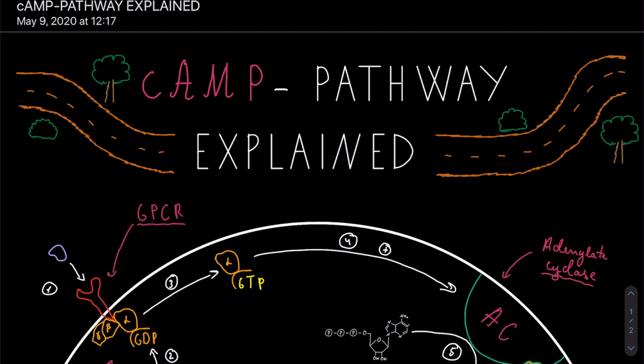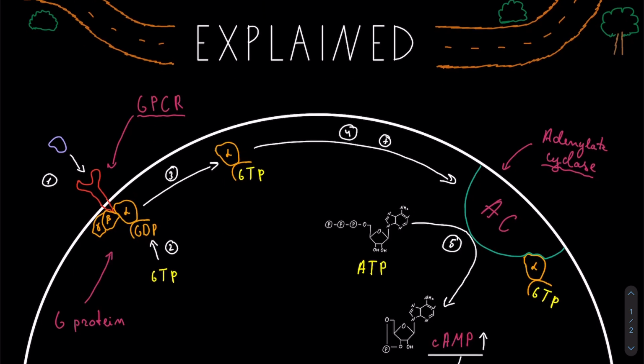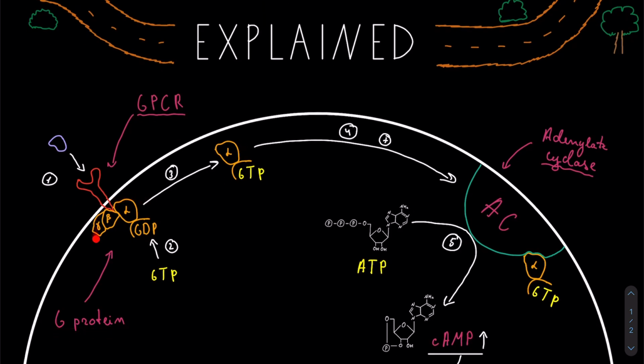Why is it named so? Because this receptor is bound to a G protein. And this G protein is bound with a guanine nucleotide, and therefore the name G protein. This protein is made of three subunits, alpha, beta, and gamma. And in its inactive form it is bound with a GDP molecule, and in its active form with a GTP.